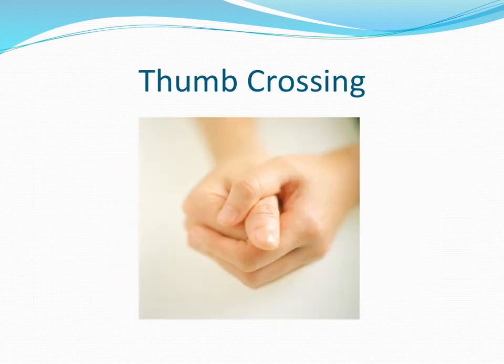If you're able to clasp your hands together and you find out that your left thumb is on top, you have the trait thumb crossing. You know you have that trait as well if it's just really uncomfortable for your right thumb to be on top of the left thumb.